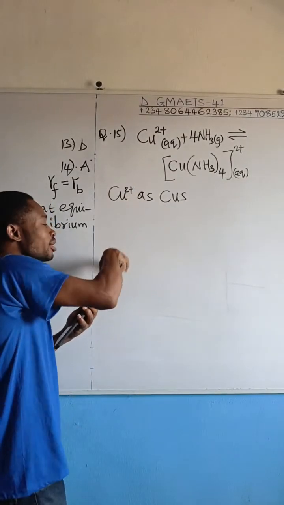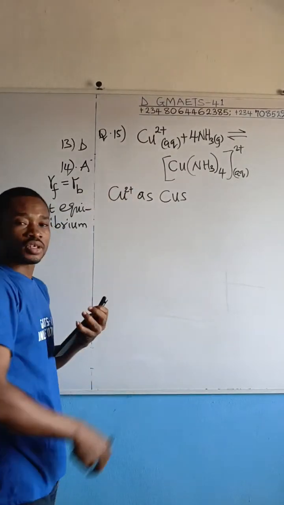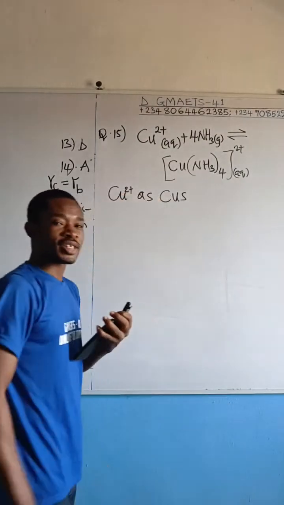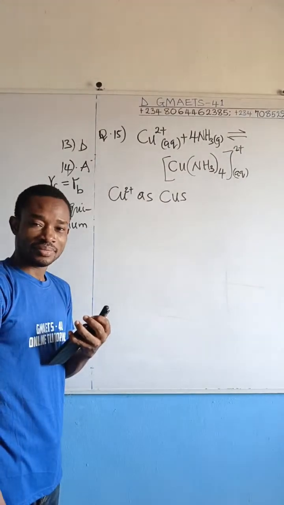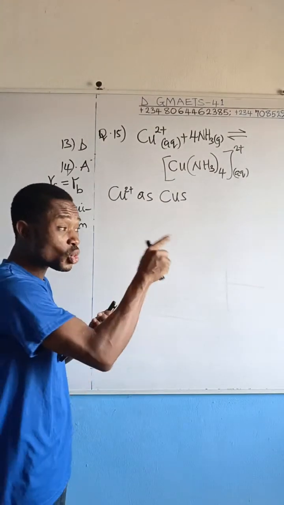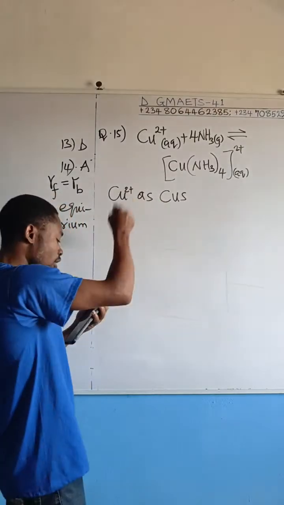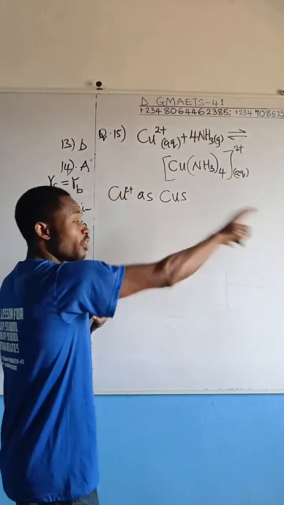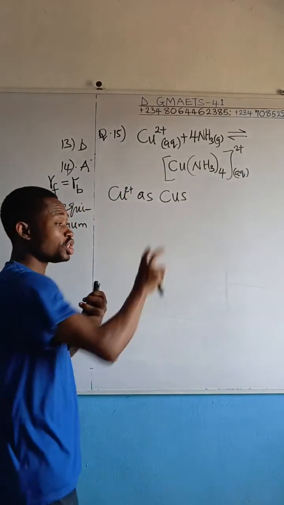If you are adding something to a reactant, you are increasing the concentration of the reactant. What equilibrium will do is shift to the other side, where you are not adding anything. That's what equilibrium will do. So if I'm adding something to the reactant, equilibrium will go to the product. It will favor the forward reaction. It will shift to the right.